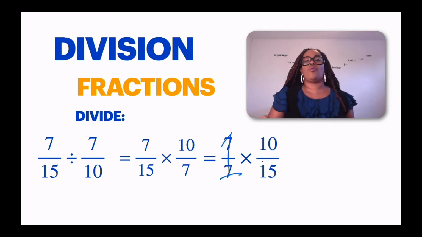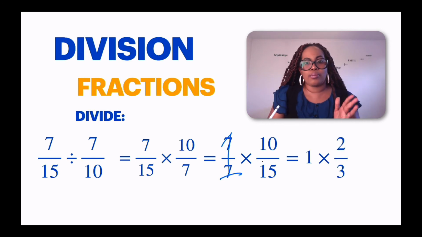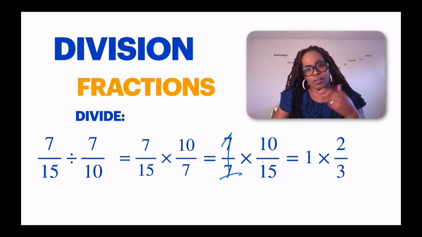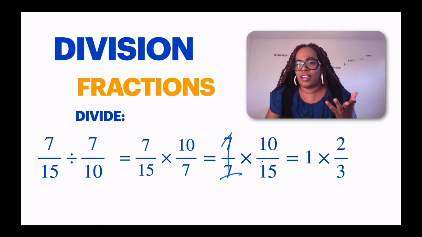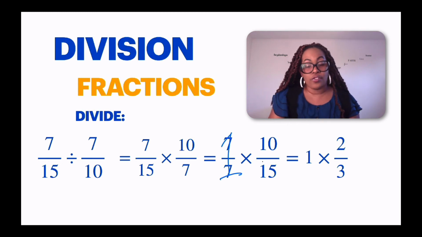So we can get rid of that 1. And then we're going to end up with 1 times 2/3, because we know that 10/15, 5 goes into both of those. How many times? 2. It goes into 10 twice, and then it goes into 15 3 times. So we end up with 1 times 2/3. And if we multiply straight across from here, we're going to end up with simply 2/3.